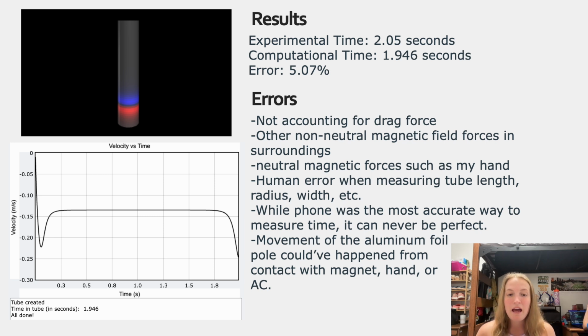so the error is a little higher than 5%. Some of the errors that I included were not accounting for the drag force as the magnet fell, other non-neutral magnetic field forces in the surroundings, also neutral magnetic forces such as my hand, which was on the tube and also on the magnet when it started. And then just my own error when measuring the dimensions of the tube, the length, the radius, the width. Also, while my phone was the most accurate way to measure time, it can never be perfect. And lastly, movement of the foil pole that could have happened with contact with the magnet, my hand, maybe some wind in the room.